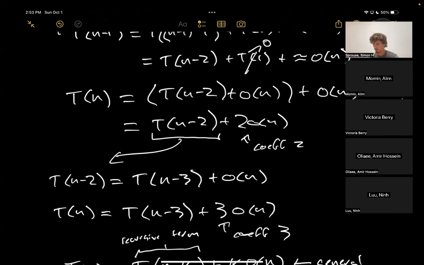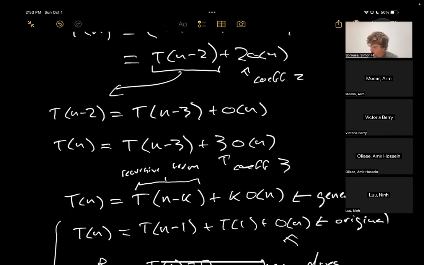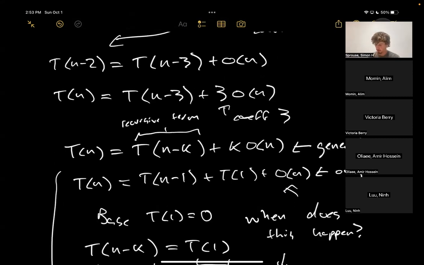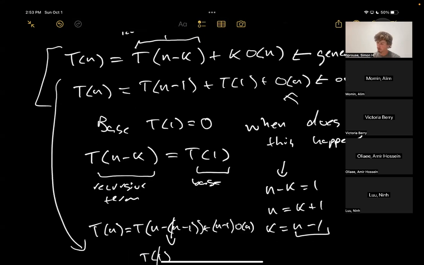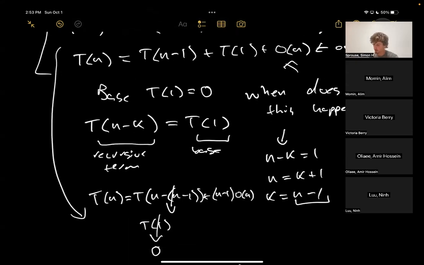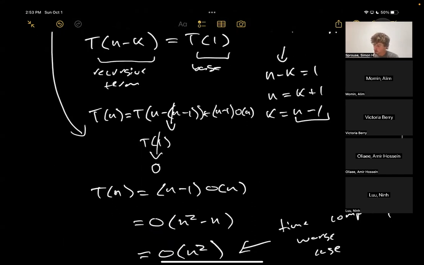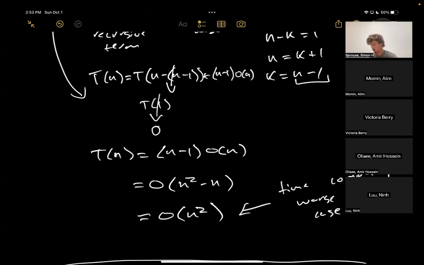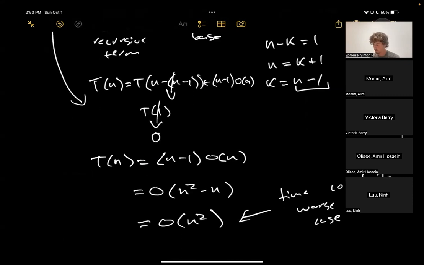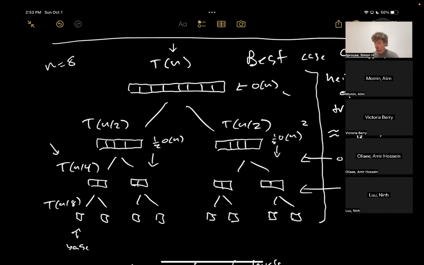And as you can see, after some algebraic manipulation, we get something that looks like this, which is not too far off from the original. We can solve for what this k is. We can solve for this k value. We know that k is going to be n minus 1. Plugging that in, we get roughly O of n squared for the worst case. And then same thing with the best case.